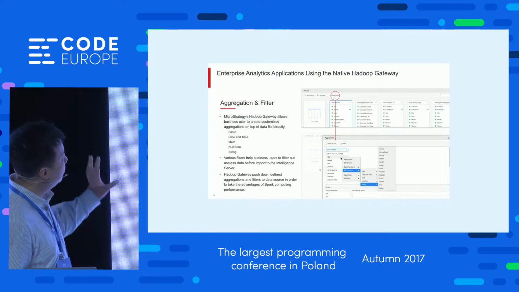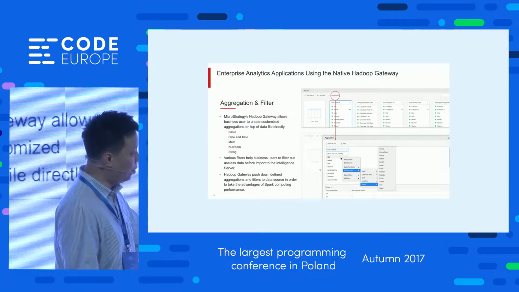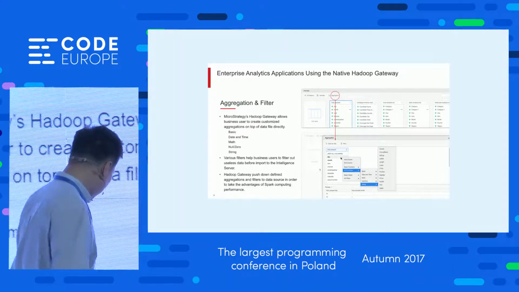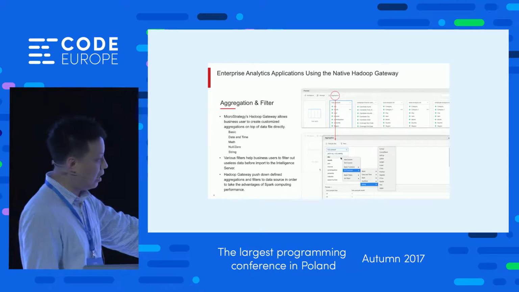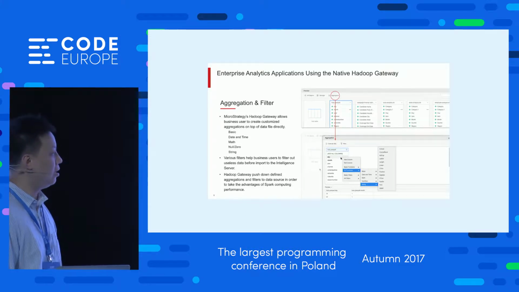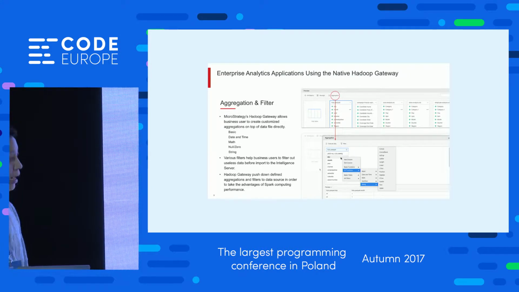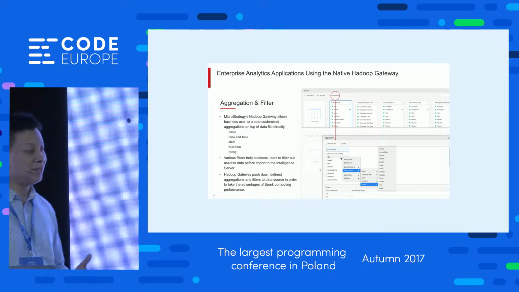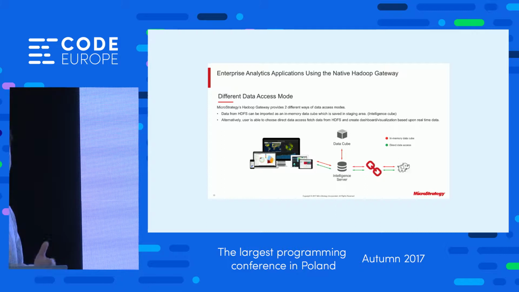And this is the aggregation and filtering. Here you can see that we have multiple different functions for the user to choose from to fetch the data or filter out different kinds of data. These are the basic categories of functions we support in MicroStrategy, integrated with the Hadoop Gateway. The most important thing here is that all the aggregations and filtering will be translated to Spark SQL and pushed down to the data source, the Hadoop Gateway.